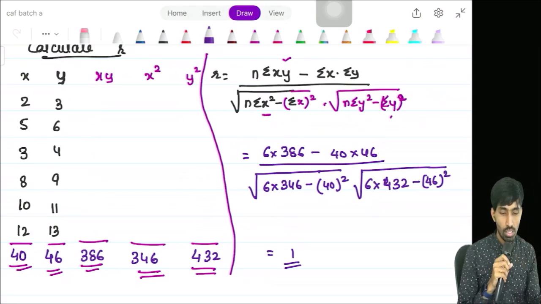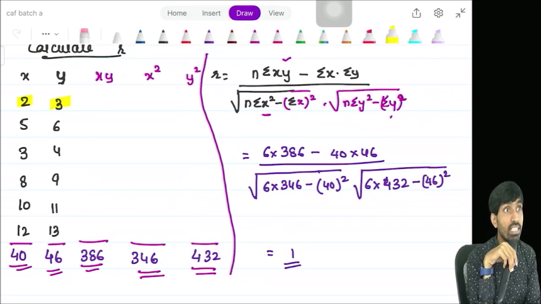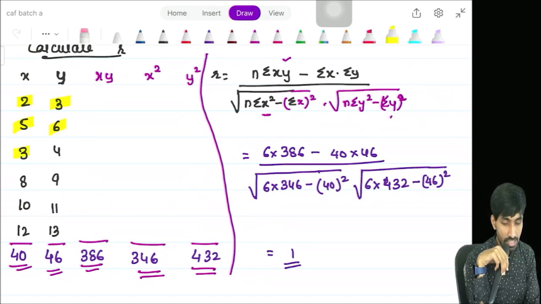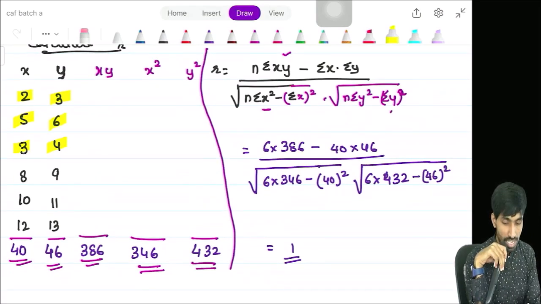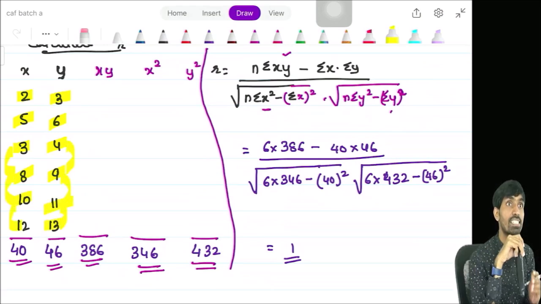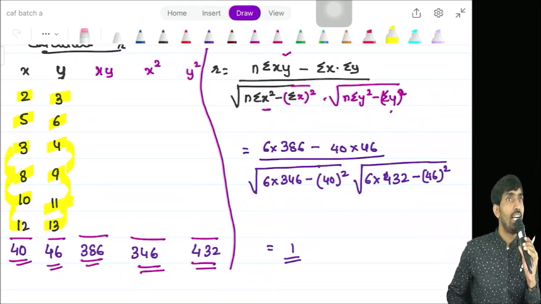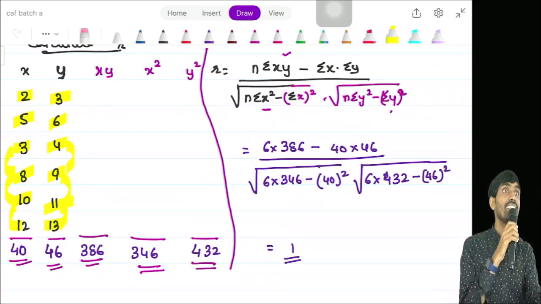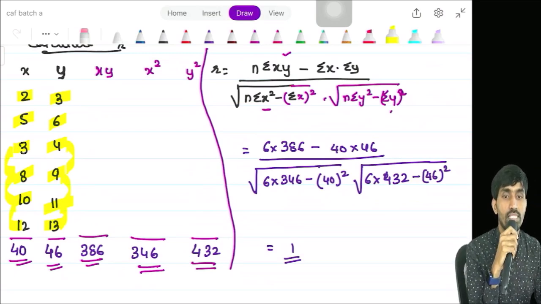Check, listen. Why did we get 1? Because see, when x was 2, y is 3. When x increases, y also increases. When it is 3, 4, same direction. 8, 9, it increased, this also increased. Increase, increase. Therefore, we get exactly 1. Understood? Clear? Okay.